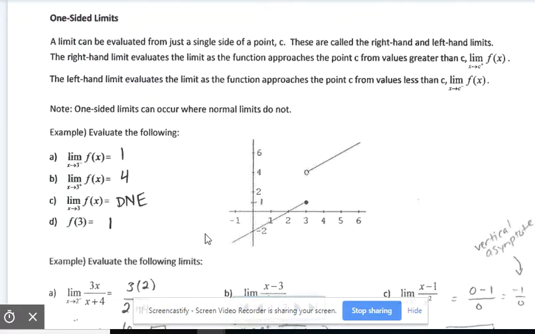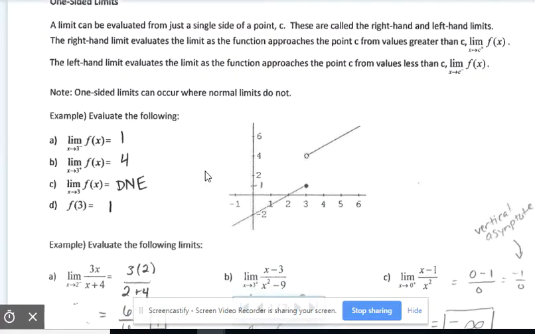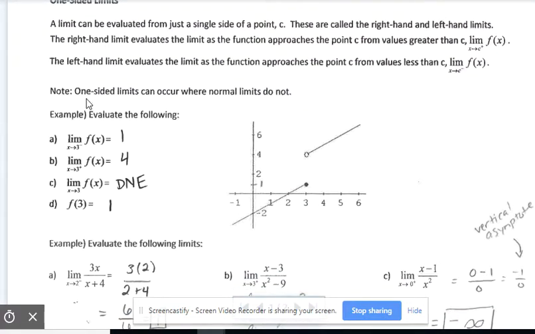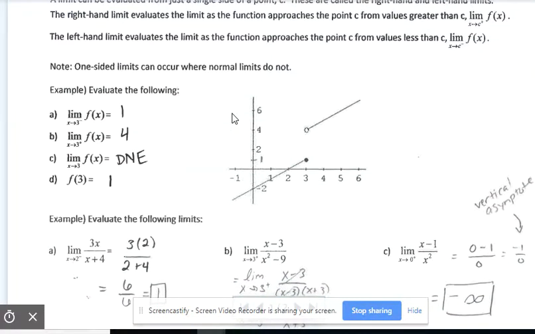The right-hand limit evaluates the limit as a function approaches point c from values that are greater than c. Right here, this is the notation. x approaches c from the right of f of x. The left-hand limit evaluates the limit as the function approaches the point c from values less than c. x approaches c from the left of f of x. Note, and we have talked about this already too, one-sided limits can occur where normal limits do not. So here's an example of that.